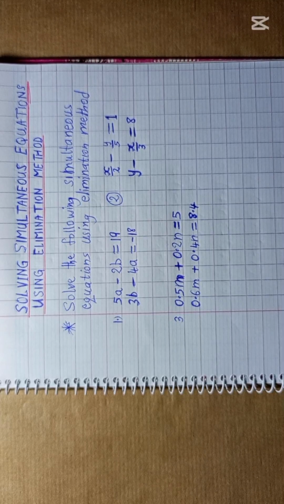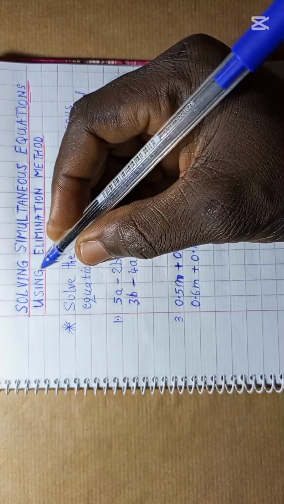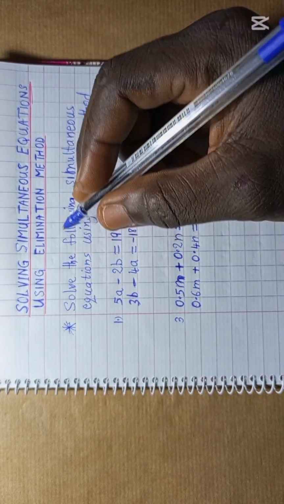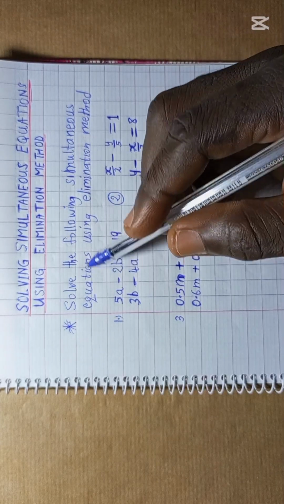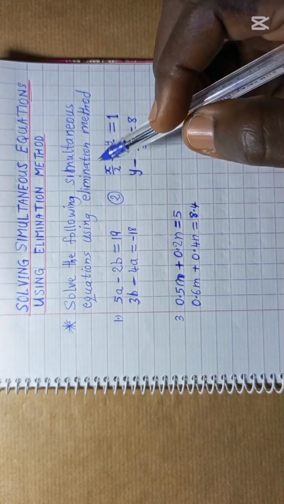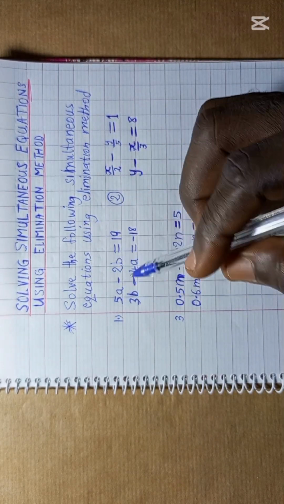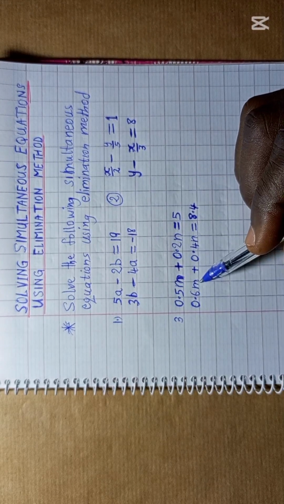In this video, we'll be looking at solving simultaneous equations using the elimination method. And we have these questions before. Solve the following simultaneous equations using the elimination method. Number 1, number 2, and then number 3.